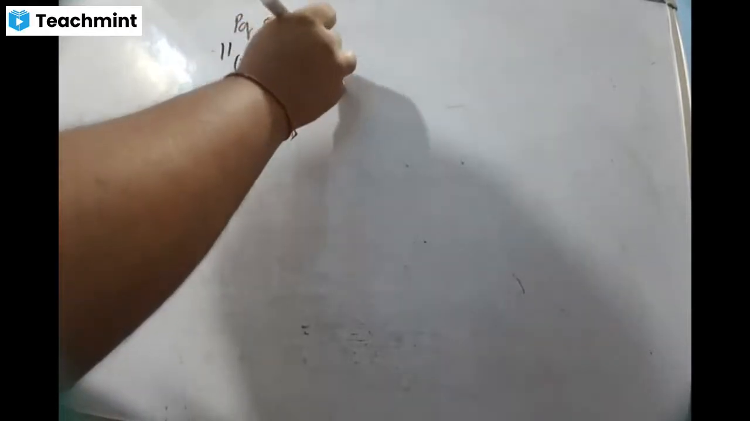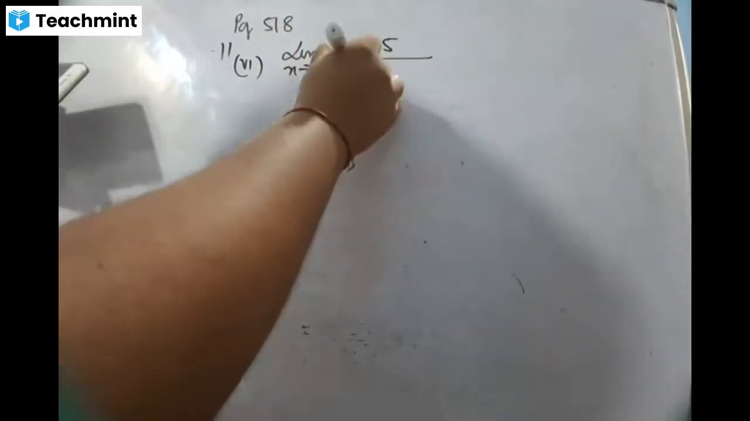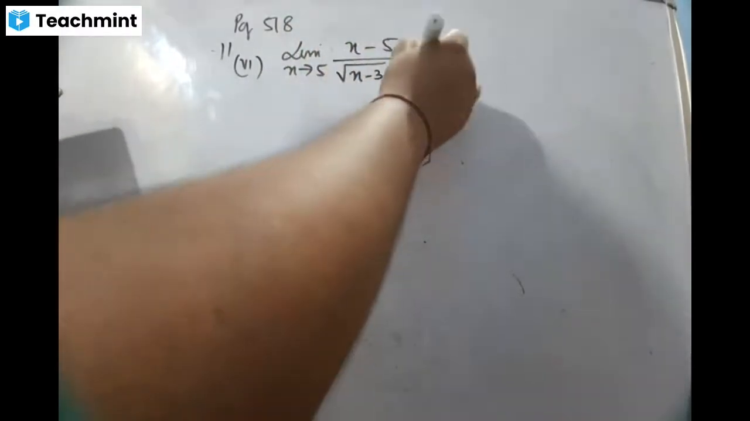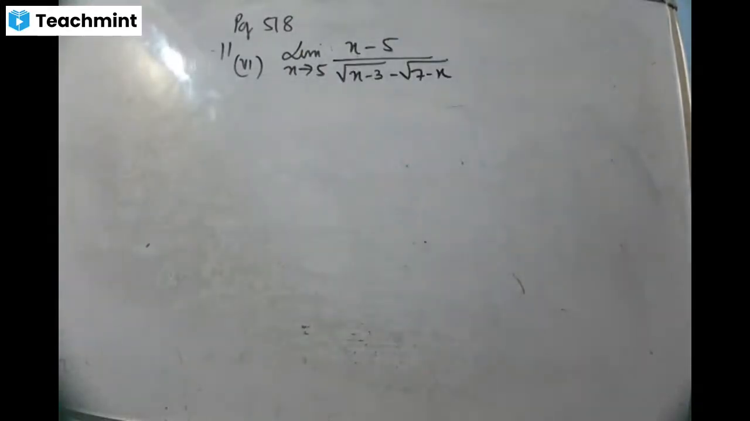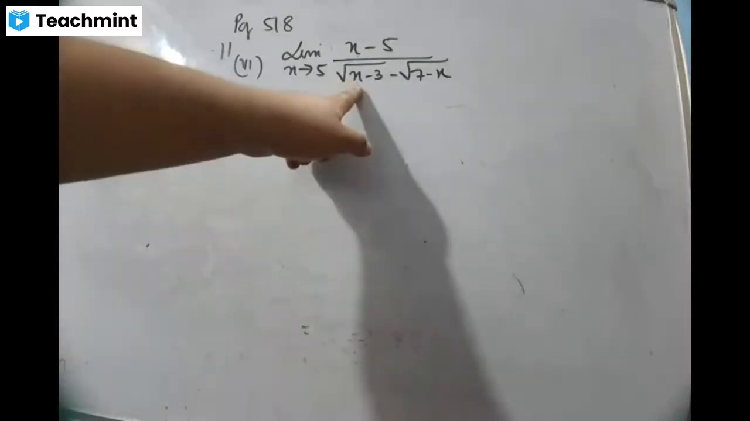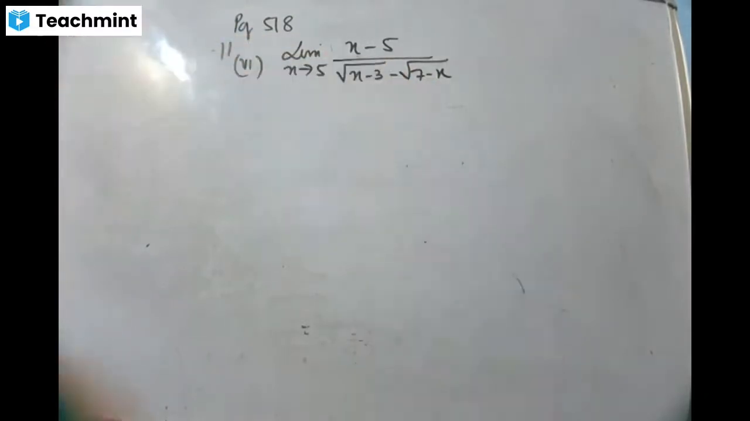The question is limit x tends to 5, x minus 5 divided by root x minus 3 minus root 7 minus x. Now the process remains same. Put the value of x in the denominator. What is the value of x? 5. So 5 minus 3 is root 2, 7 minus 5 is root 2. So root 2 minus root 2 is 0. So again you are getting 0 in the denominator.